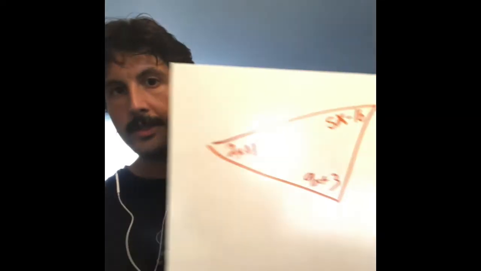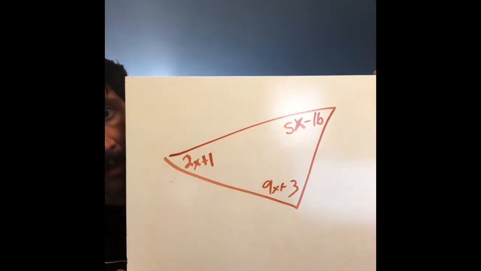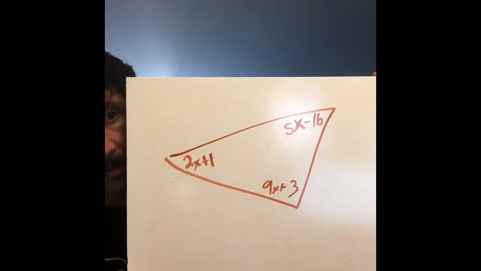Okay, folks, let's continue on. We get a couple more examples and one more concept before we shift gears. So here's the next example. We have 2x plus 1, 9x plus 3, and 5x minus 16, and we're trying to solve for the angles.